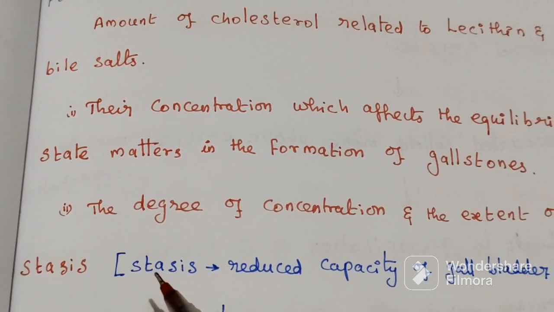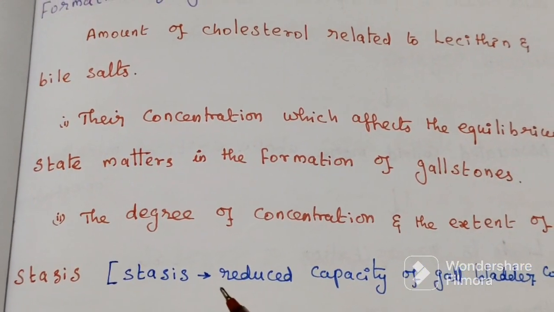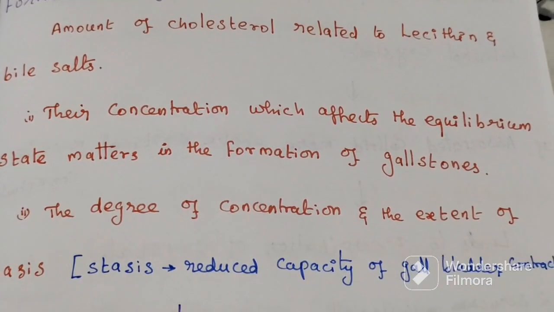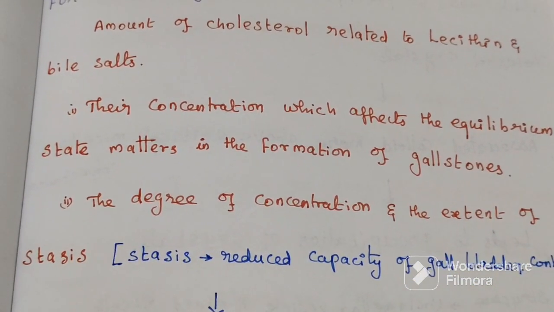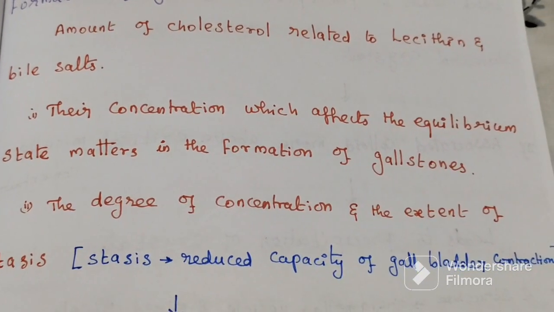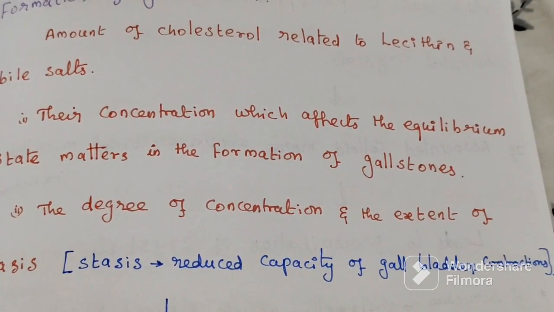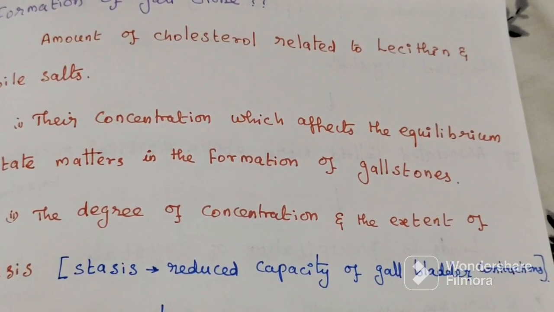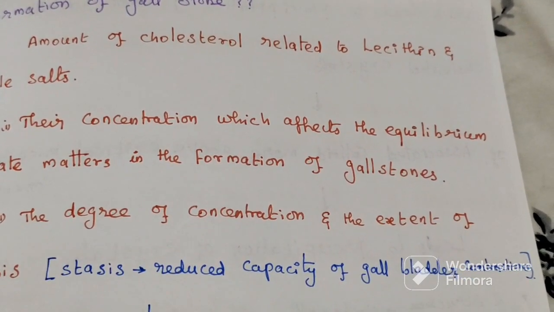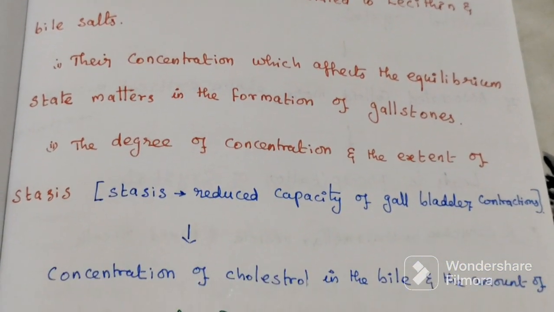stasis. What is stasis? It denotes the reduced capacity of gallbladder contraction. It means the concentration of cholesterol in bile and the time for which it stays in the gallbladder affect the formation of gallstones.